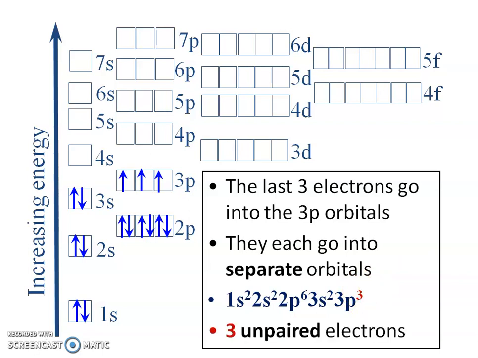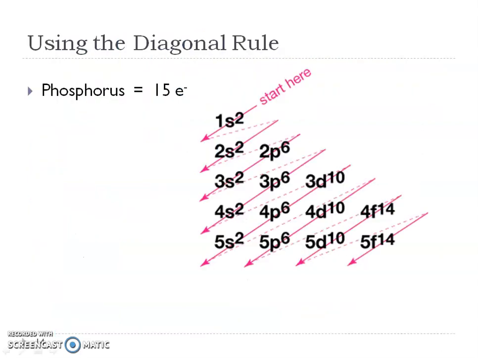So those are going to be considered unpaired electrons, and that's going to be important when we get to bonding. How many unpaired electrons are there going to be? How many available bonds are we going to be able to have?